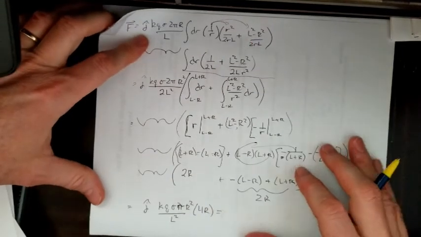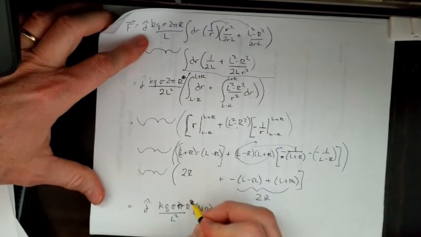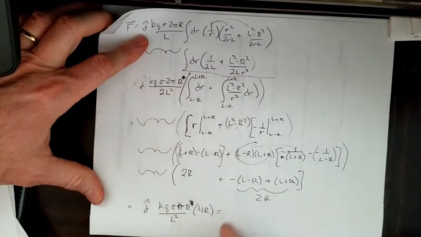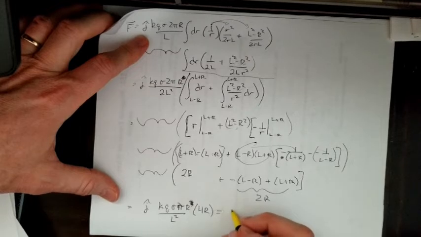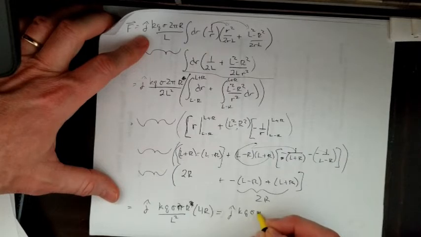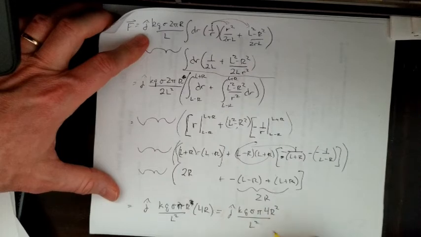There's obviously a mistake here. That should be r right there, and that should be an r right there. This is not r squared. It just should have been brought straight down. So r. And so this now becomes J hat K Q sigma pi 4r squared. Now the squared is supposed to come in over L squared.